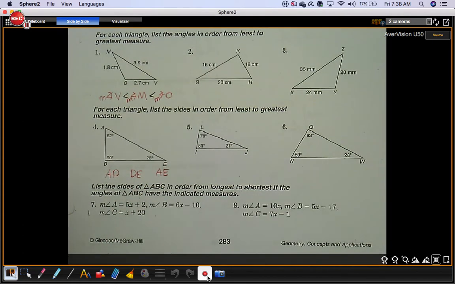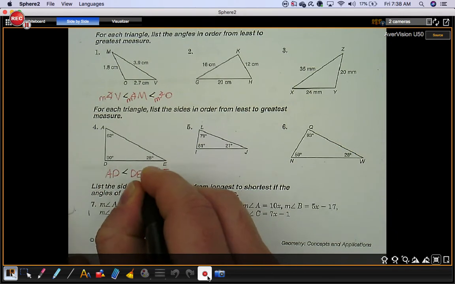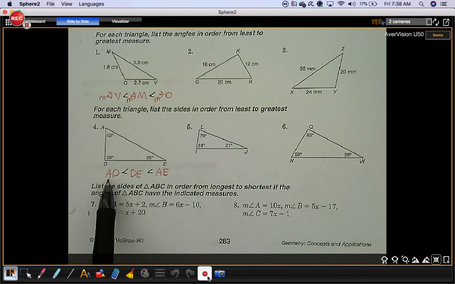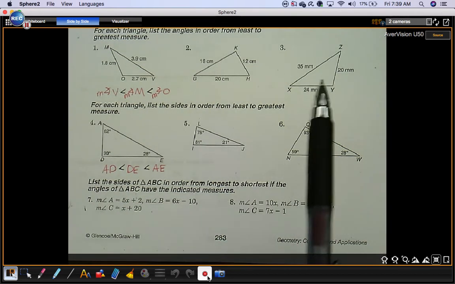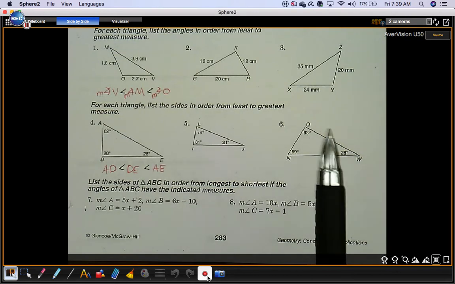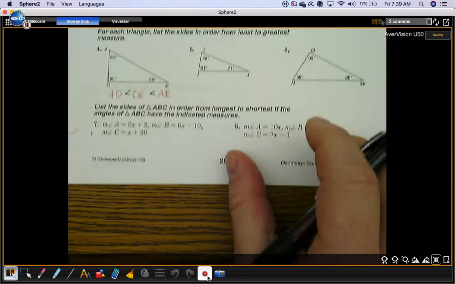Again, we're going to use compound inequalities. The measure of segment AD is less than the measure of segment DE, and that's less than the measure of segment AE. That's how you read that. Smallest, largest, in between. Now, these other problems follow this exactly, so you should be able to handle those pretty easily.